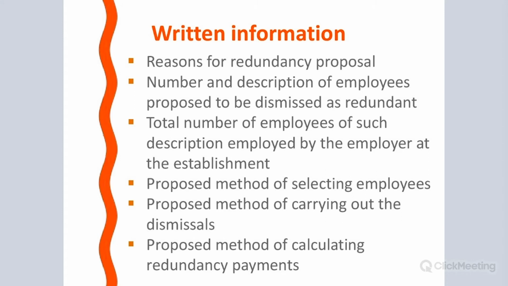You need to set out total numbers. So if you're proposing to reduce workforce size by, say, 20 staff, you need to outline in this written information that is 20 out of a total of 60, for example. If it is a proportion of the workforce that is going to be selected for redundancy, you need to outline how you're proposing to choose between those members of staff. You need to explain how you're planning to carry out the dismissals, and you need to set out in writing how you will calculate redundancy payments that people will receive.